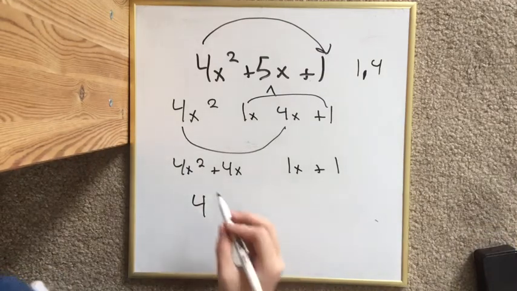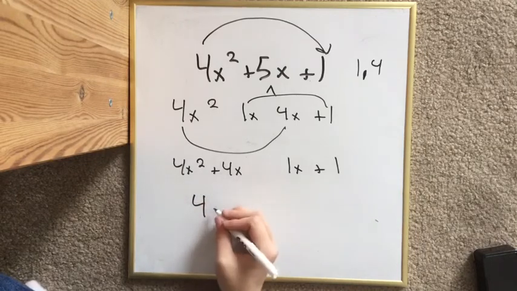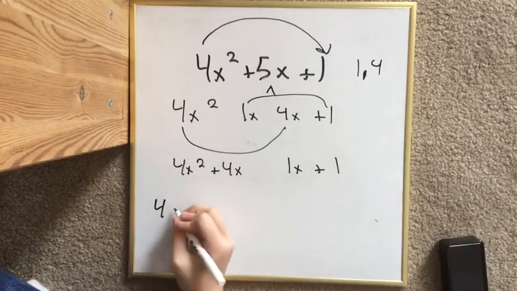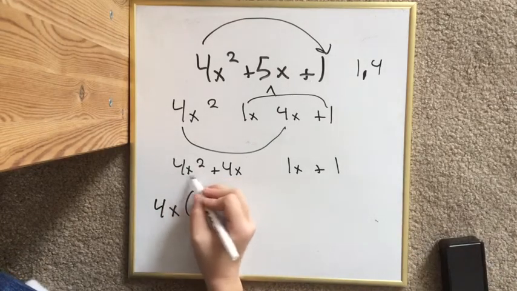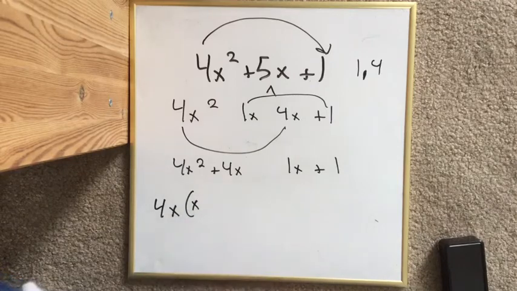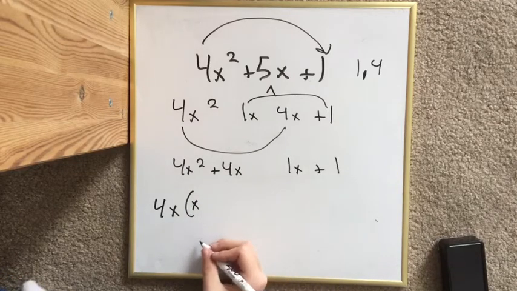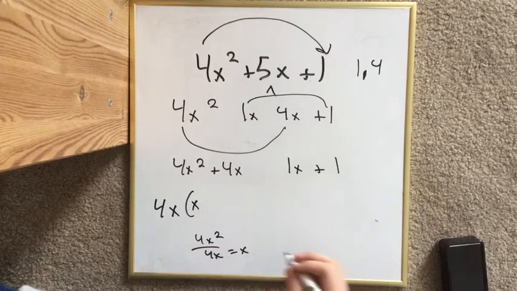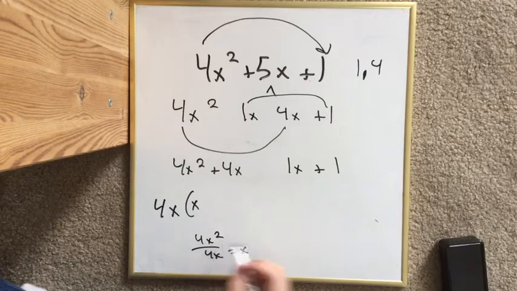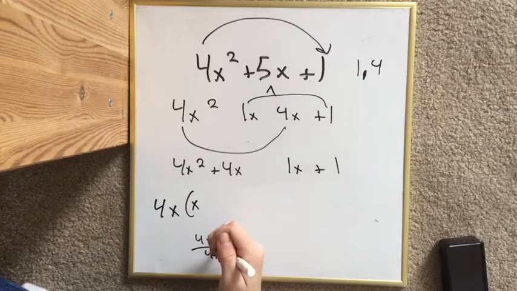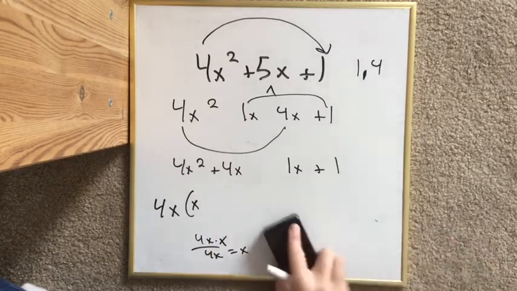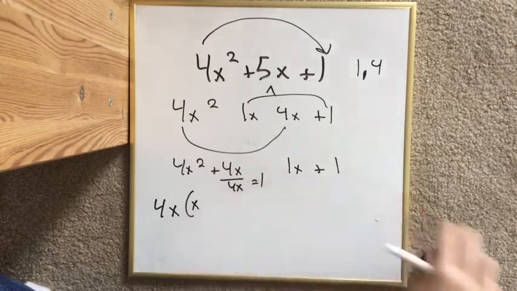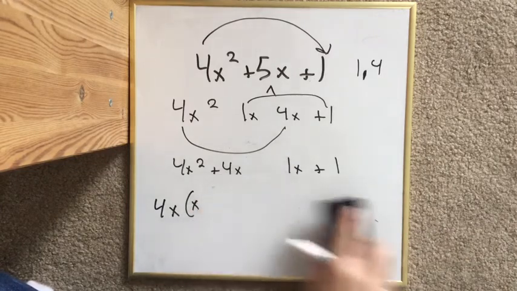So what goes into 4x squared and 4x? Well, a 4 and an x. Don't forget that you can take out x's sometimes. So 4x squared divided by 4x just leaves you with an x. A good way to think of that is that 4x squared is 4x times x, so if you're getting rid of 4x, you just have x. Hopefully that makes sense to you. 4x divided by 4x is just 1, so plus 1.